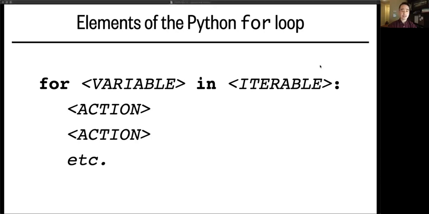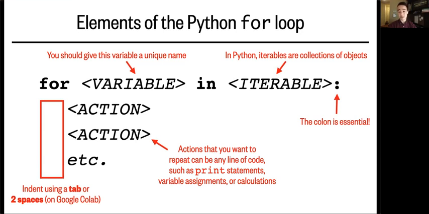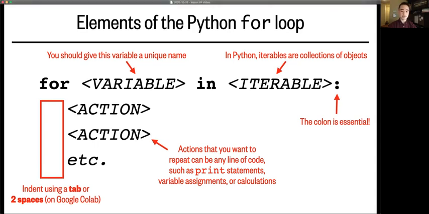And let's break this down a little bit more. So this first line starts with the declaration for, and then this variable should have a unique name that you haven't used yet in your code. And then the for loop will be assigning that variable a new value each time it loops. Next, we have the word in, and then this thing called an iterable, which in Python is any collection of objects that you can iterate or cycle or repeat over. And it's this iterable that will give the variable its values.